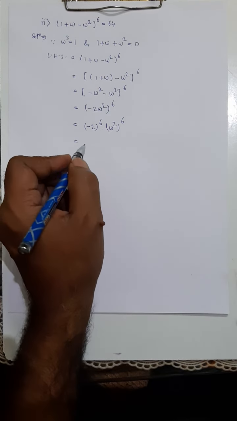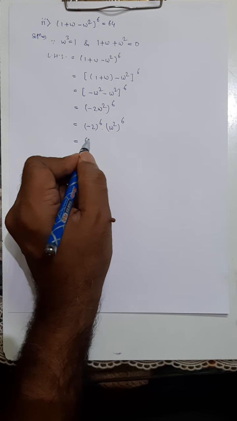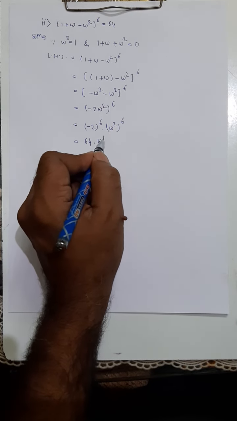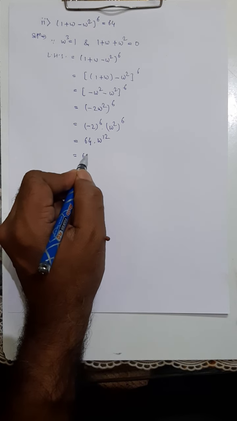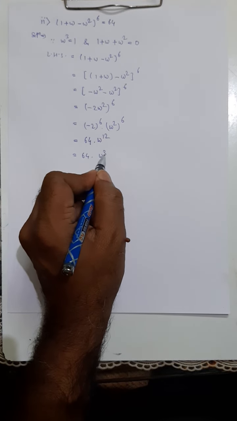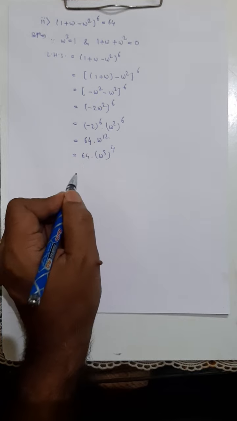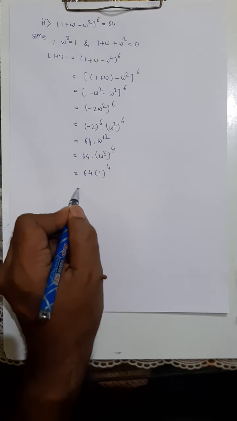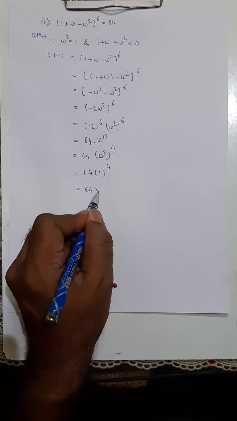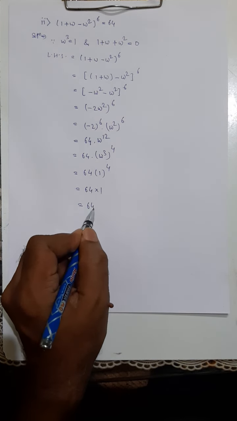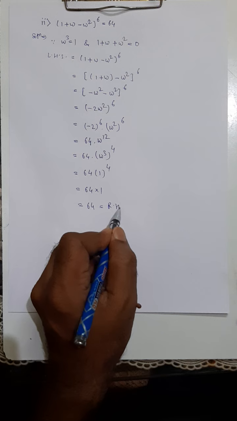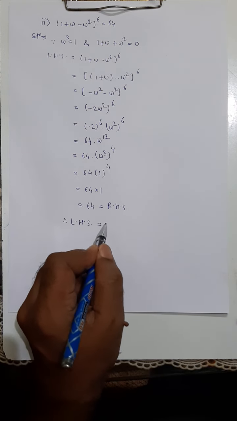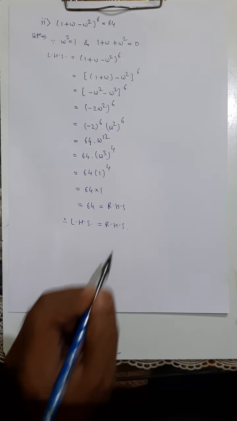Minus 2 to the power 6 means 64 here, and omega power 2 into 6, that is 12. So 64 omega power 12 can be written as omega cube to the power 4. We know the value of omega cube is 1, to the power 4. So 64, 1 to the power 4 is 1, and thus we get 64, and that is nothing but RHS, and thus we have shown that LHS is equal to RHS.